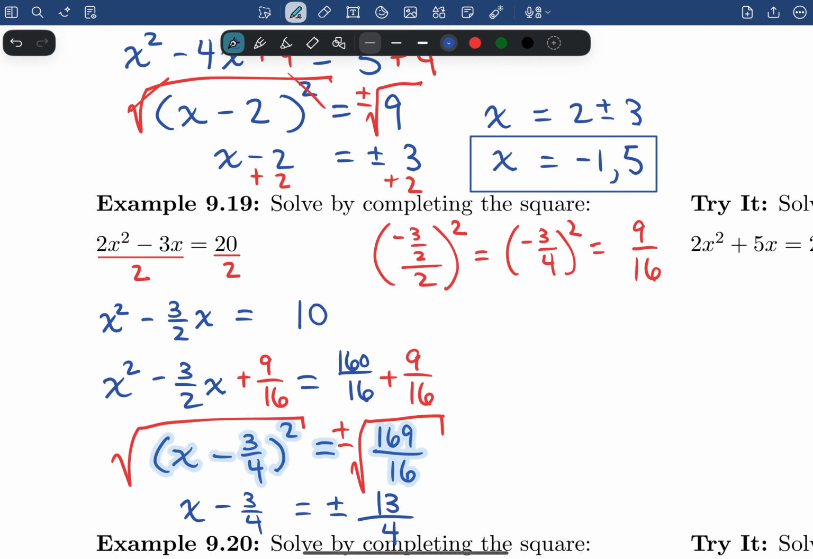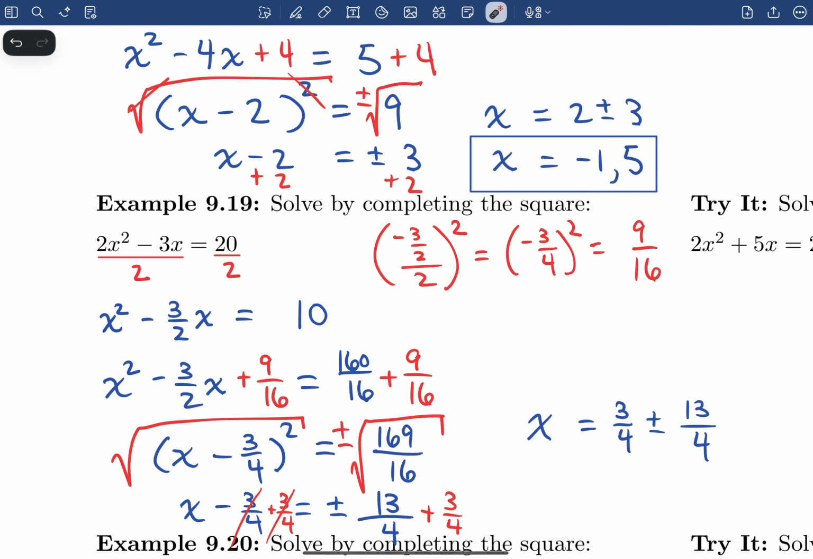All right, last thing to do, add 3/4 from one side to the other so that you can get x, the variable x, by itself. And writing my solution, I get x equals 3/4 plus or minus, well, 13/4.